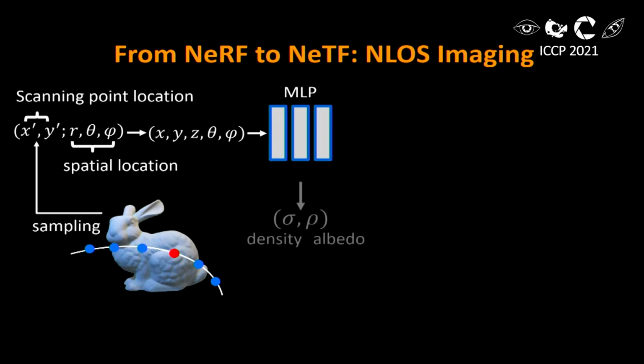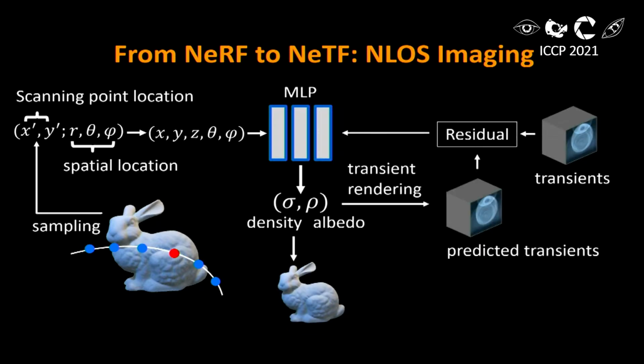A multi-layer perceptron takes them as input and outputs density and view-dependent albedo inferences. We want to mention that the view-dependent albedo enables the framework to reconstruct different materials. We then propose our transient rendering technique to predict the transients, and we use the difference between the prediction and the measured transients to optimize the multi-layer perceptron.